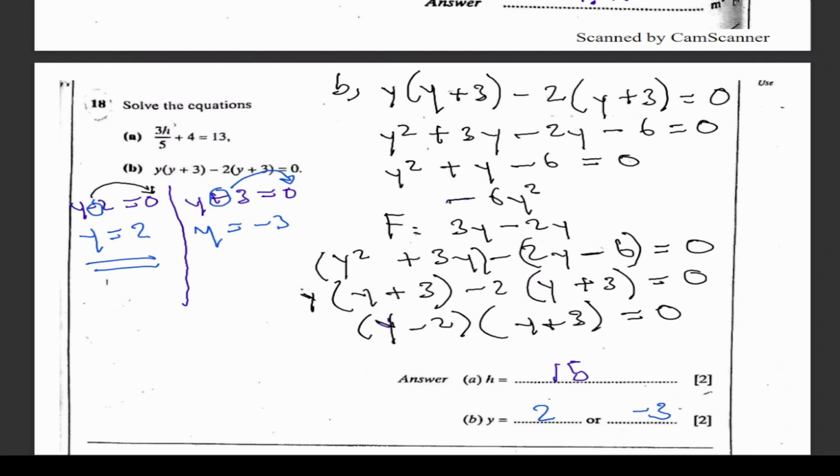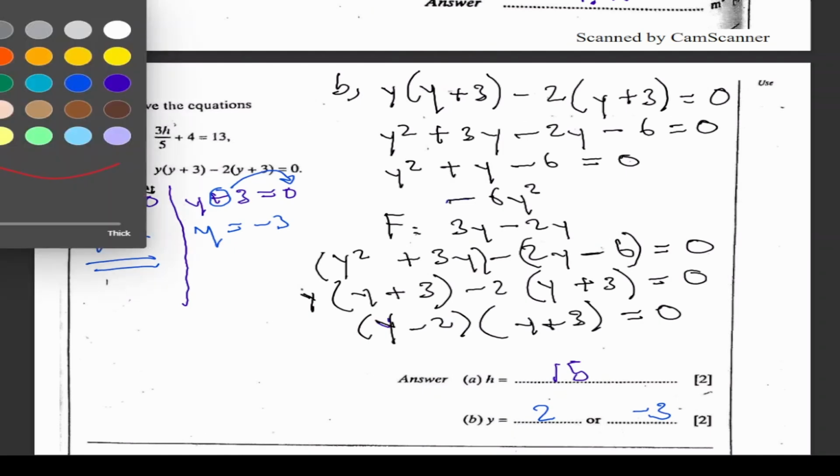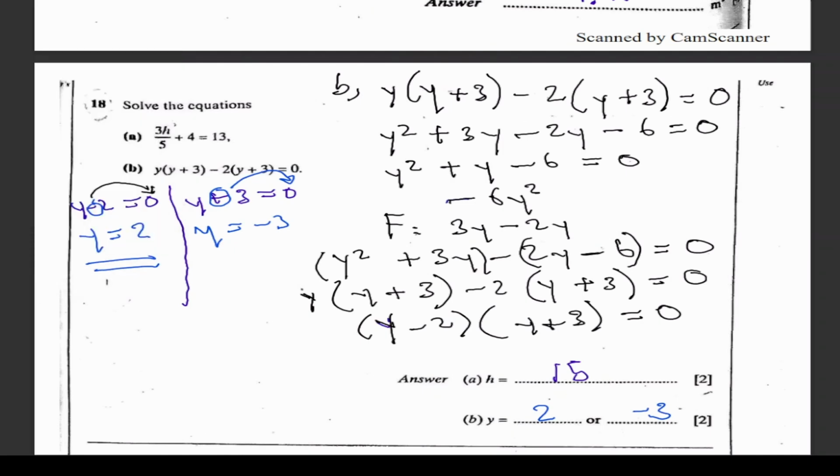How the 2 marks are allocated, I do not know. But let me indicate important stages. Number 1, the expansion of brackets. Number 2, the process of factorizing or solving the quadratic equation through factorization. Then thirdly, knowing how to eventually derive your answer. So these are the 3 steps in question number 18b.